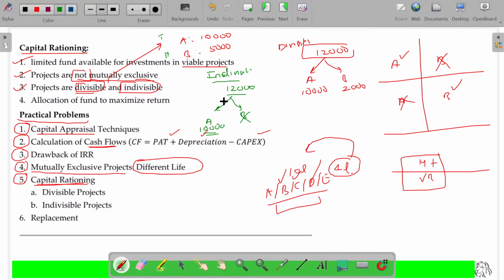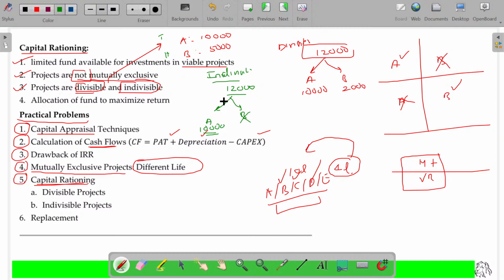But divisible means you can purchase shares to the extent you need. Sir, I have 5,000 rupees. Okay, you purchase 10 shares. Sir, I don't have 5,000, only 2,000. Okay, purchase only 2 shares. That is also possible. So in a divisible project, it can be divided into any denomination as per the fund requirement.